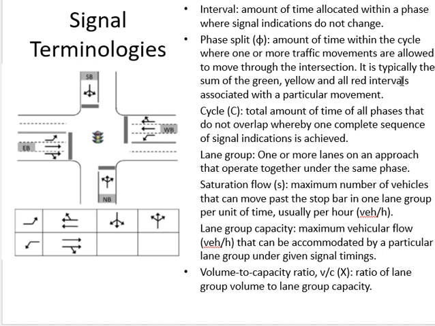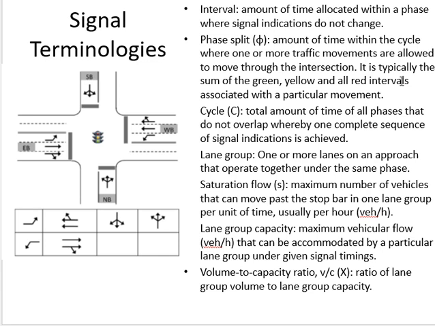Some terminologies which we use in signal design. For example, we have a terminology called interval. Interval is the timing of the signal, a part of a phase. It is that part of the phase when the signal light does not change, the signal indication doesn't change.